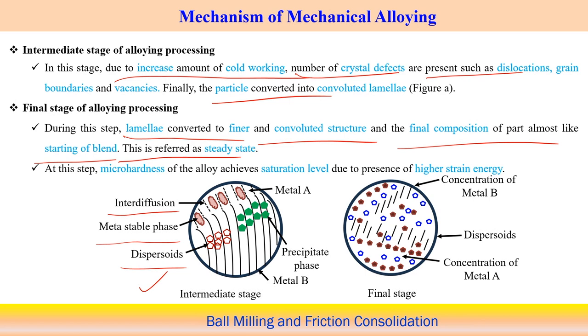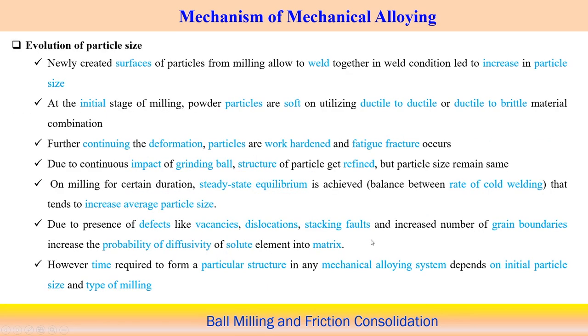So at this stage, we can see the microhardness of the alloy achieves the saturated level, due to the presence of a higher amount of strain energy associated with this process. Here we see the concentration of metal A and metal B mixing, and the dispersion strengthening mechanism is there. Particles disperse throughout the structure because of the ball milling operation, and it can reach the final stage. So the saturated level of hardness is reached in this particular structure.